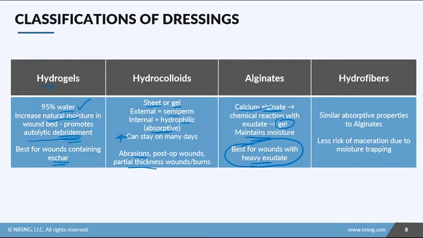Now, hydrofibers are really similar in benefits and properties to alginates. So they're great for wounds with heavy exudate. They create a gel using these hydrofibers. But the benefit of a hydrofiber versus an alginate is that there's less risk of maceration to the skin around the wound. So what happens here is you have this wound and you put this dressing over it, and then you absorb all this moisture in here. Well, that moisture can go out here and touch this healthy skin and cause maceration. And really, with hydrofibers, there's just less risk of that than there is with alginates.